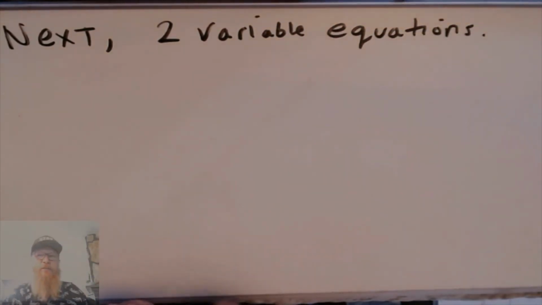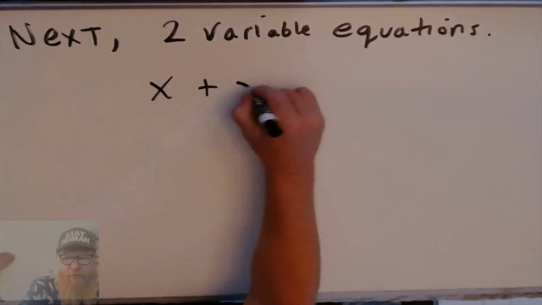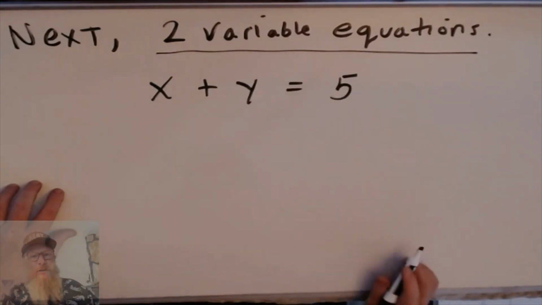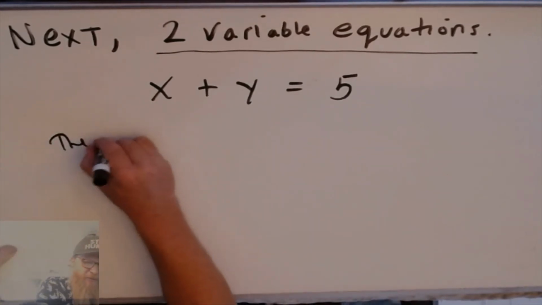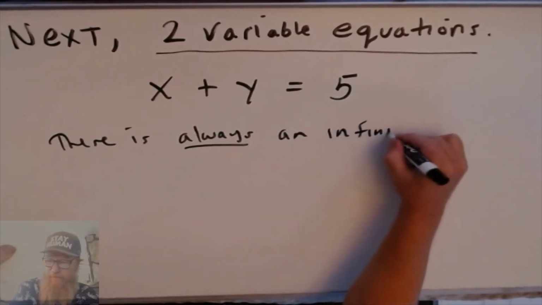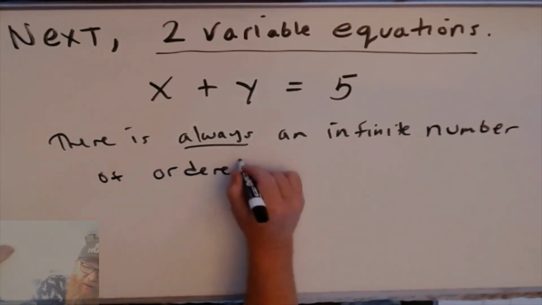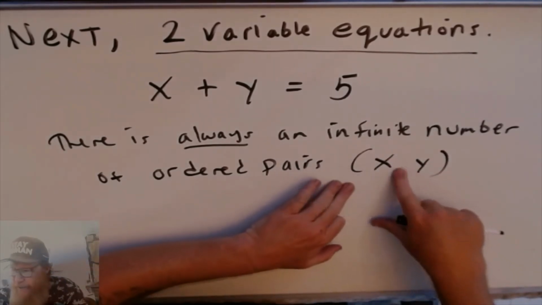Two-variable equations, typically x and y. Something like x plus y is equal to 5. In a two-variable equation, you're always going to have an infinite number of solutions. There are always an infinite number of ordered pairs, x and y, as we were talking about yesterday.